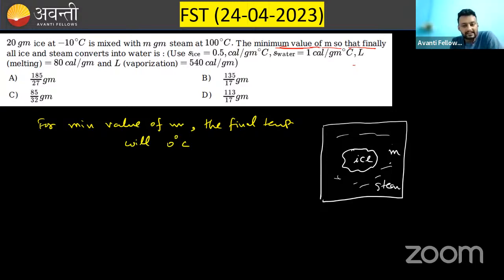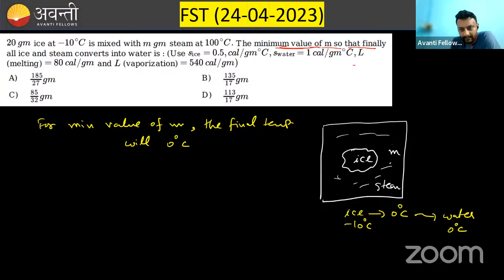So now two things are happening. First, ice will melt, or you can say ice will come to a melting point. That is, it is at minus 10 degrees, so it will reach a temperature of 0 degrees Celsius, from minus 10 degrees Celsius. Then it will convert to water, which is also at 0 degrees Celsius. This is the process going to happen with ice.